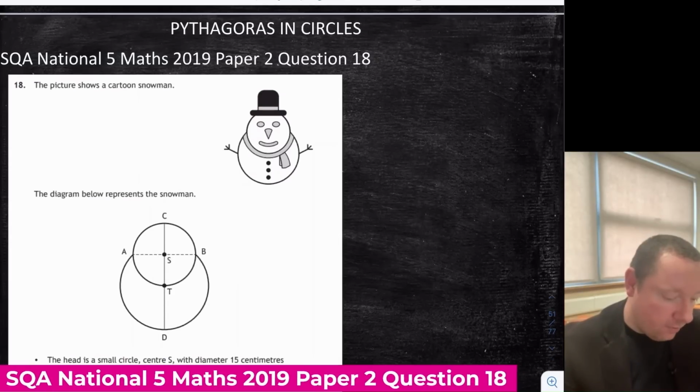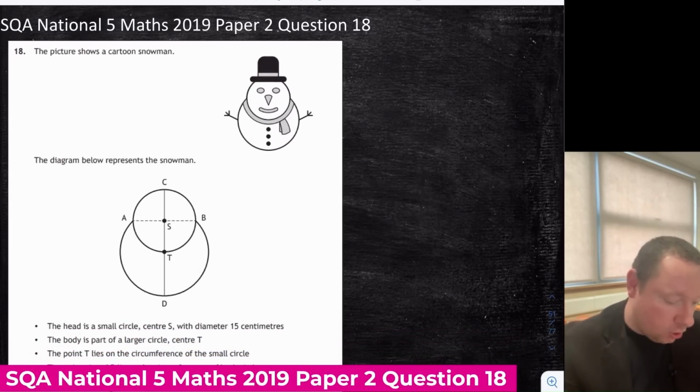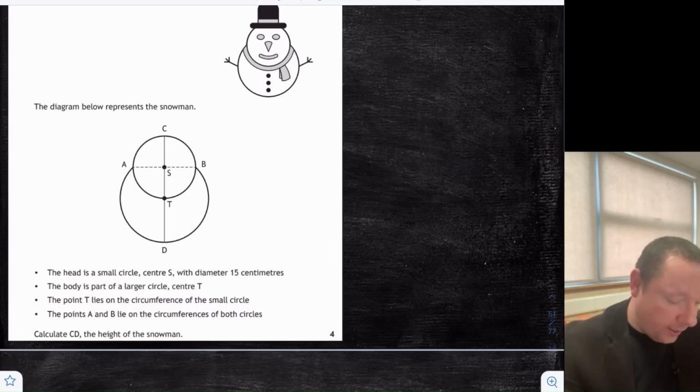SQA National 5 Maths 2019 Paper 2 Question 18 had this question. It's a cartoon snowman, and it's got a lot of information about the head is a small circle with centre S, and the diameter of that from here to here or here to here is 15. The large circle has got a centre of T, and it also lies on the circumference of this one. And A and B lie on the circumference of both circles. Calculate the height of the snowman.